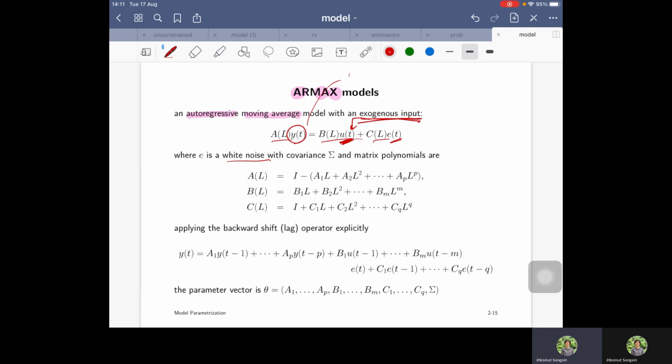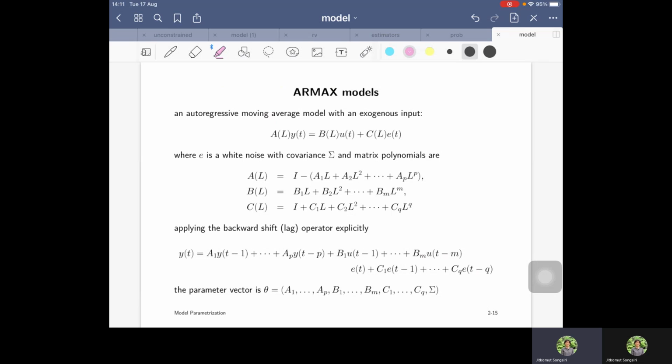If Y is a vector in R^n, a polynomial is n by n. If U is in R^p, of course B is going to be n by p. Things like this. So all these coefficients are matrices.